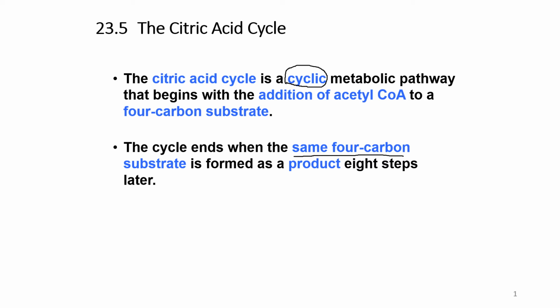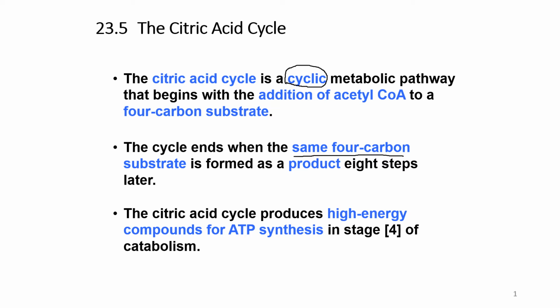molecules, which then find their way to the electron transport chain and give up their protons and electrons. So, as I just mentioned, the citric acid cycle also produces high energy compounds for ATP synthesis, and that is reduced NAD and FAD, and again some ATP-like molecules.